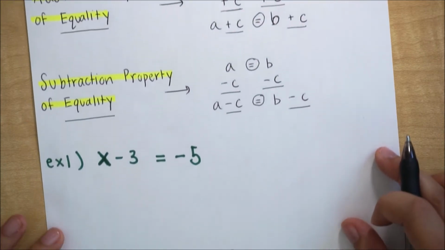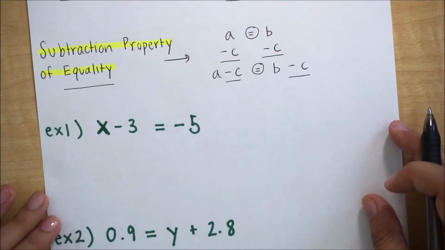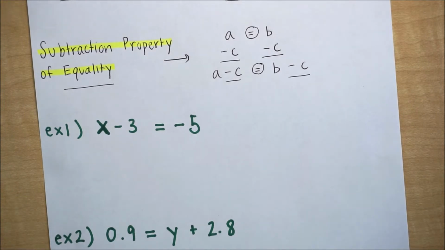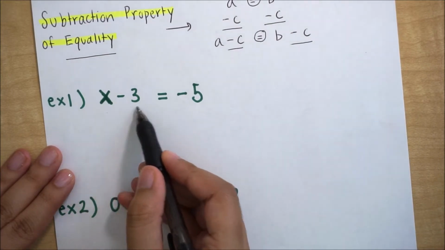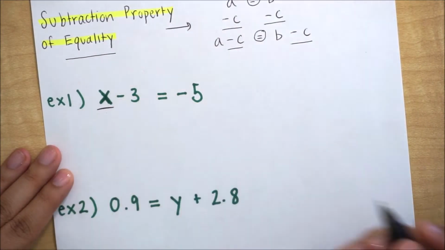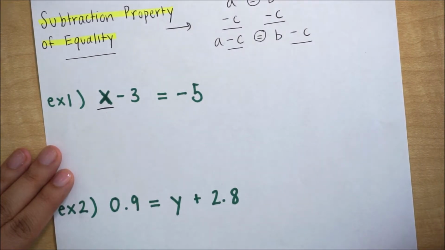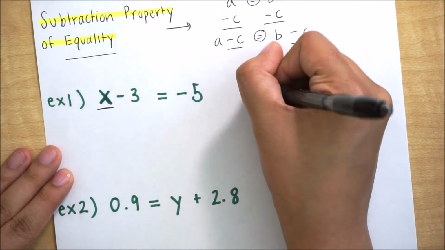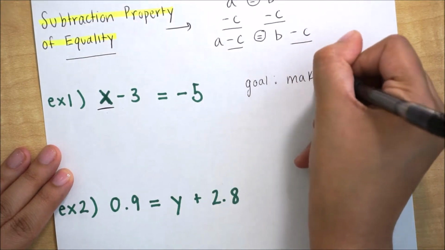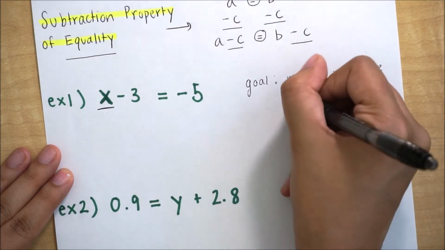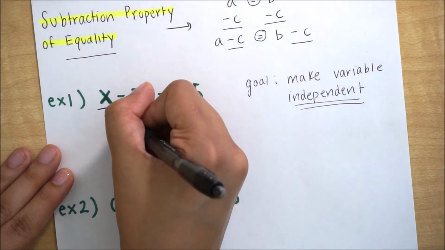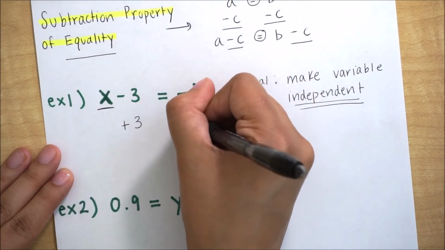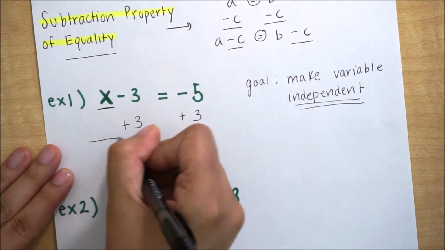All right, so let's jump right into an example. Here's our first example: x minus 3 is equal to negative 5. So how are we going to approach this question? What we want to do is isolate x. Our main goal when we see a question like this is to make x independent. And how can we make x independent in this question? We have to get rid of that negative 3. So what we can do is add 3 to both sides.